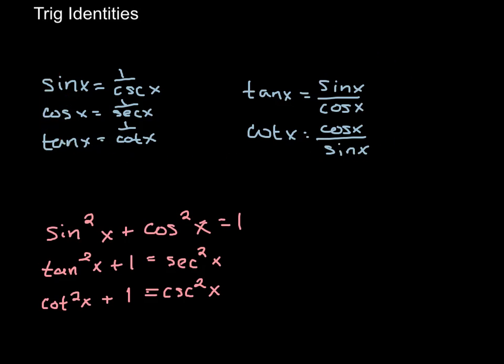We know that sine is the flipped version of cosecant and vice versa. Same through secant and cosecant and secant and cosine. We know that tangent is sine divided by cosine. We know that cotangent is cosine divided by sine.